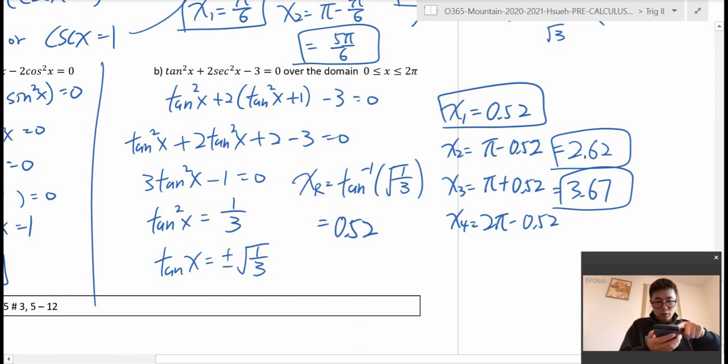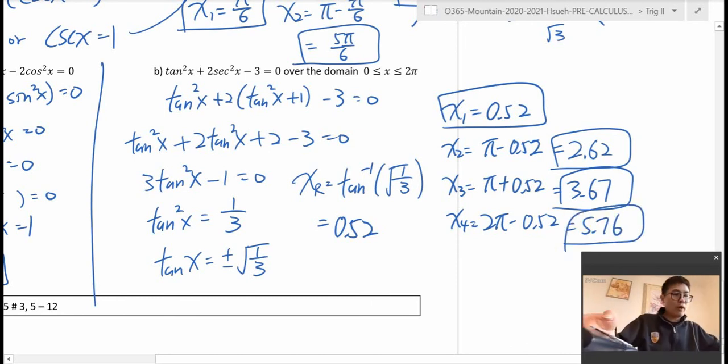Okay, and the last one, I'm just going to do it again. So inverse tangent of 1 divided by root 3, and then 2 pi minus the answer. You should get 5.76. Okay, so these are the 4 answers.